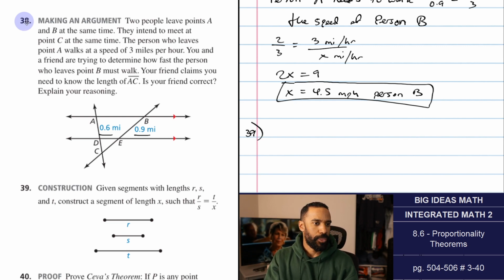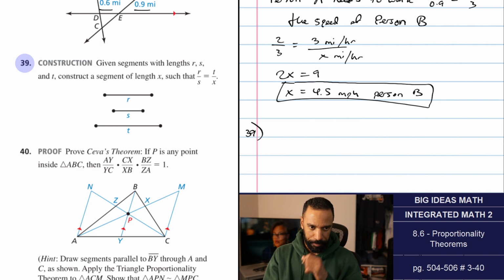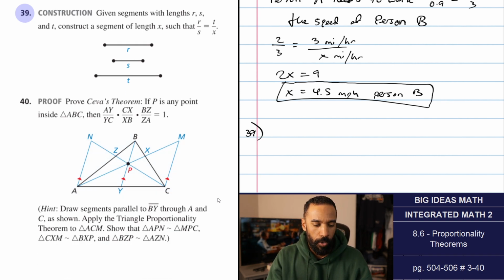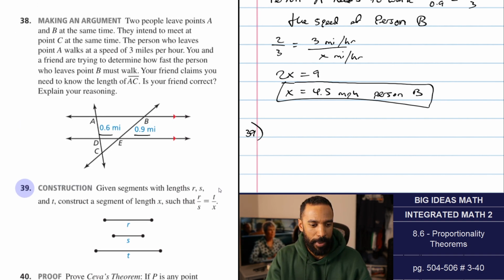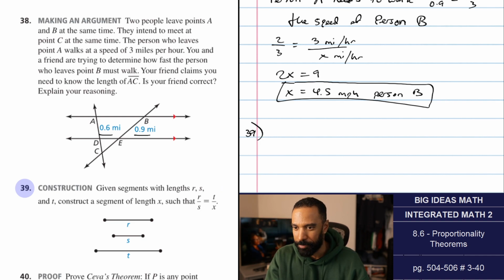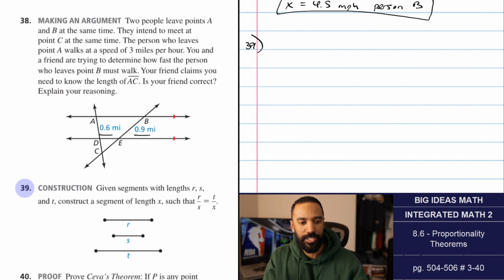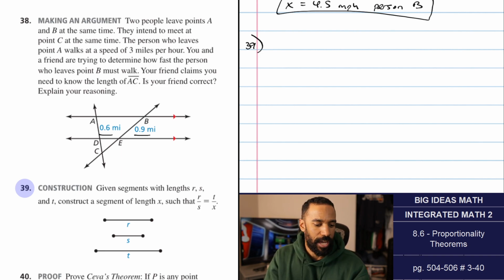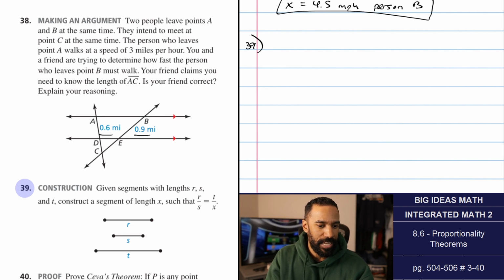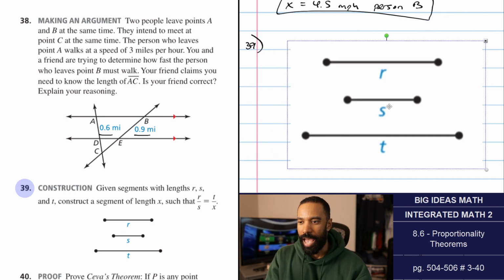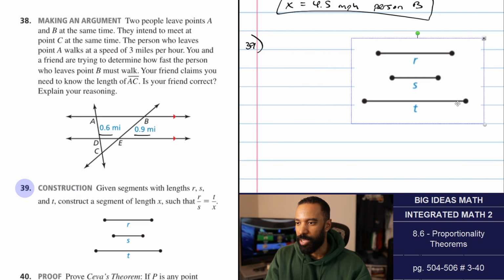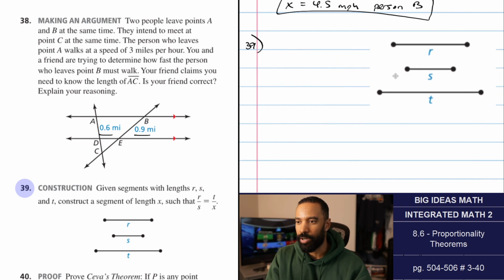All right, number 39, 2 more questions. Construction. Whoa. Hold on. Go back up. Final boss battle later. Given segments with lengths R, S, and T, construct a segment of length x such that R over S equals T over x. Let's copy and paste those and see what I want to do with those.